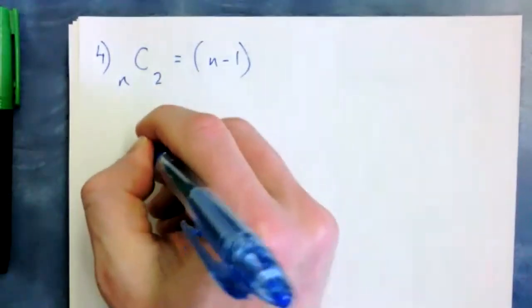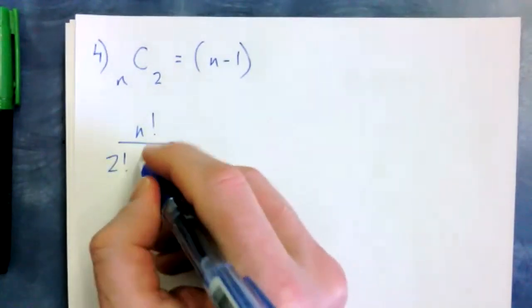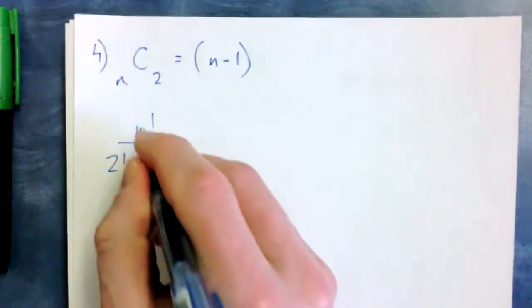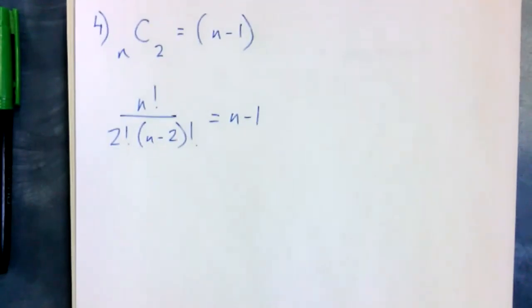Good. All right. n factorial over 2 factorial times (n minus 2) factorial. See where we're going here? Well, you will. Equals n minus 1. Again, stop me if I'm going too fast. I feel like this is going to get in the way now.